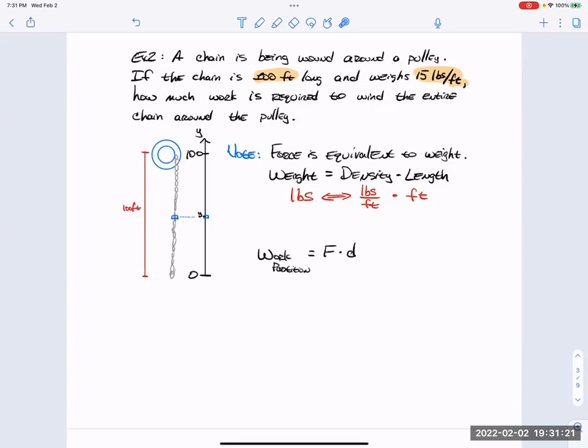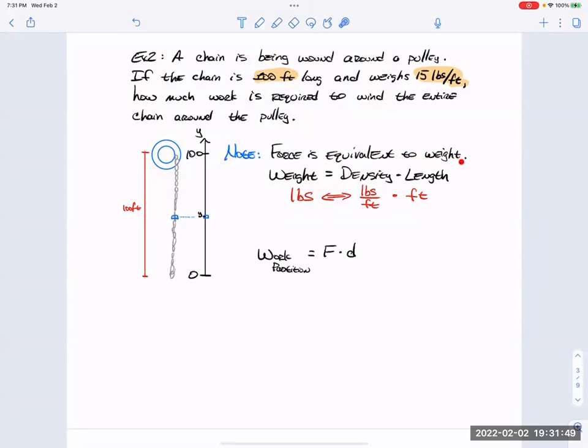That's because there's less chain hanging as you wind it up. So again, you have a changing force here, because the more that it gets wound up to the top, the less force you have to apply to rotate this thing. So again, let's talk about our note here. Write this note. Force is equivalent to weight.